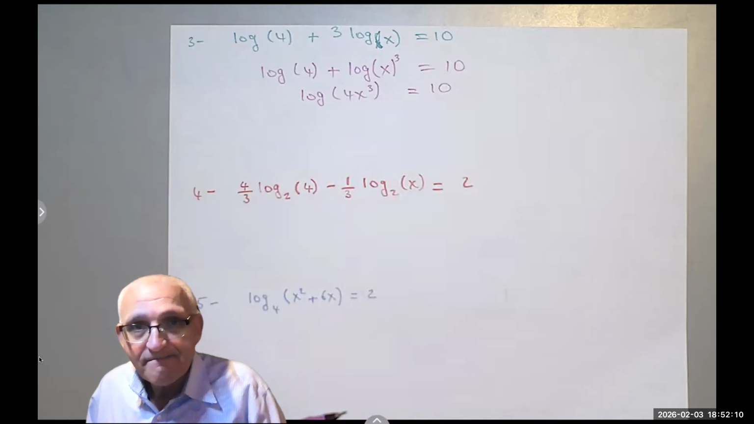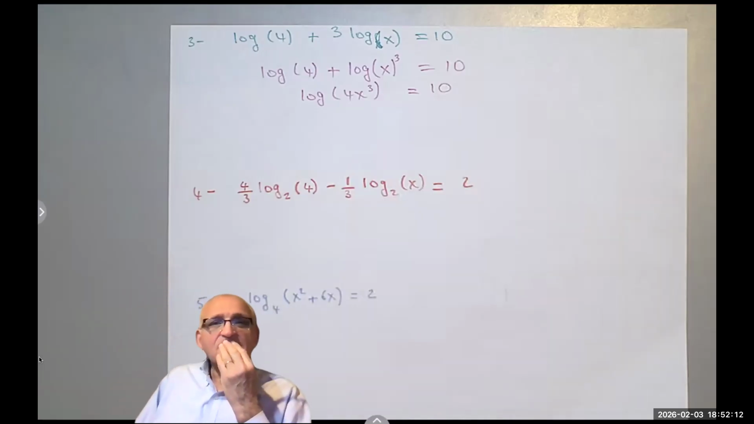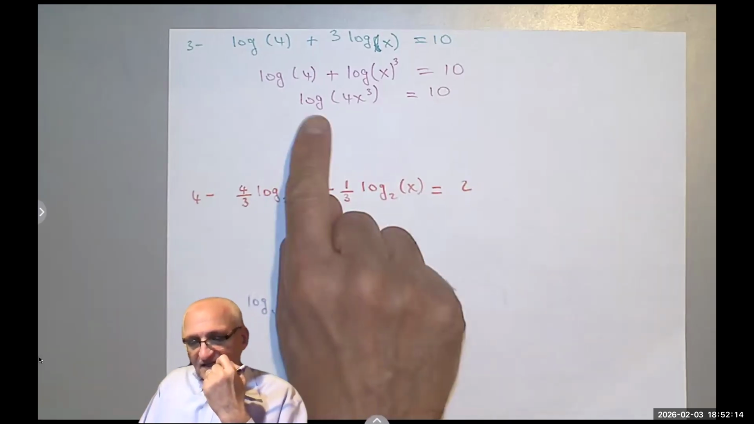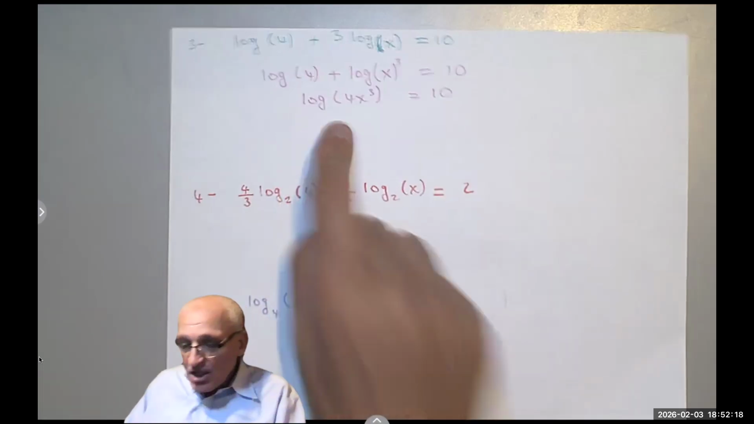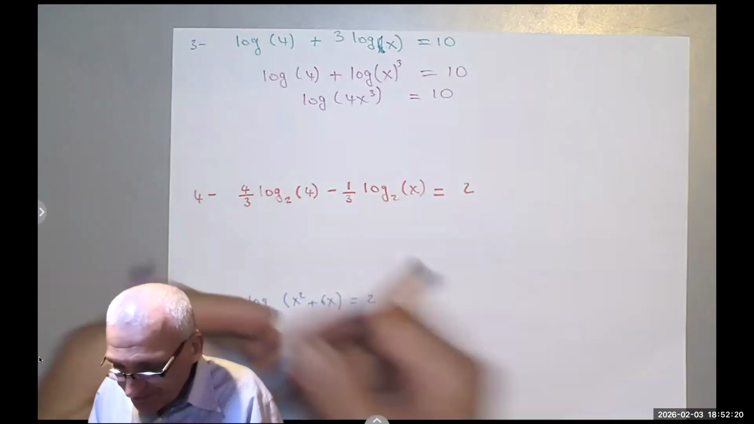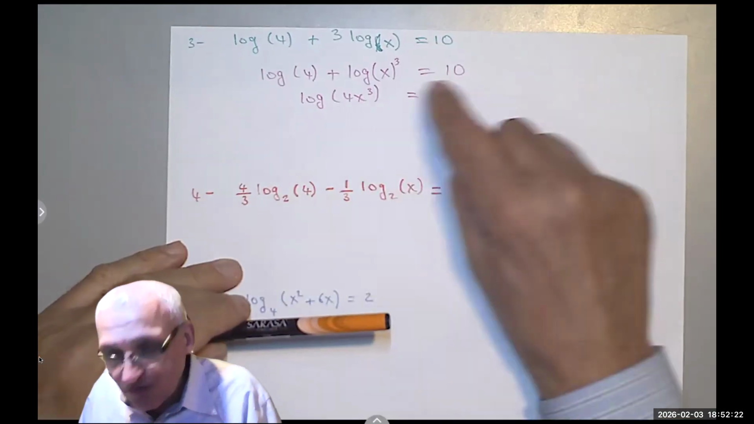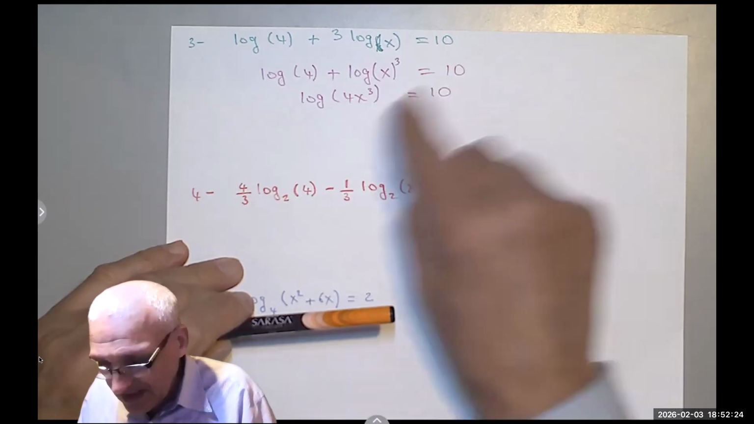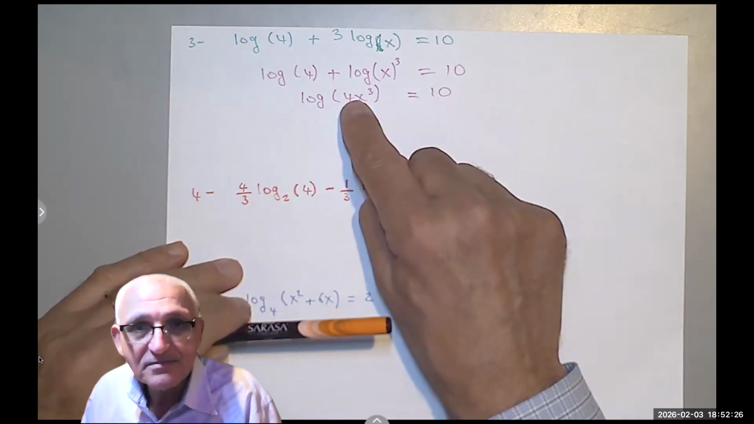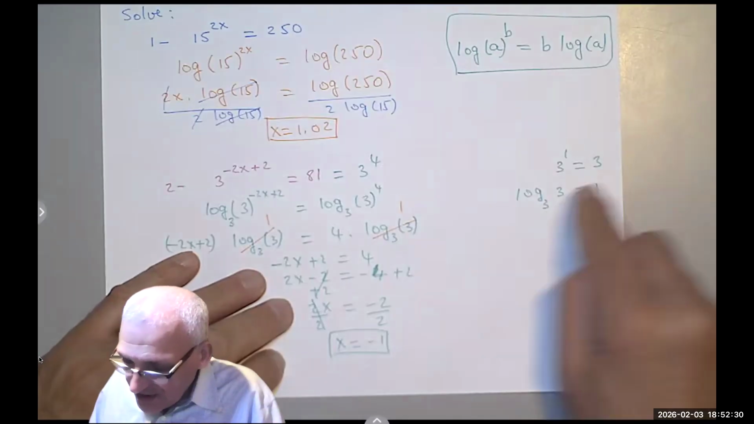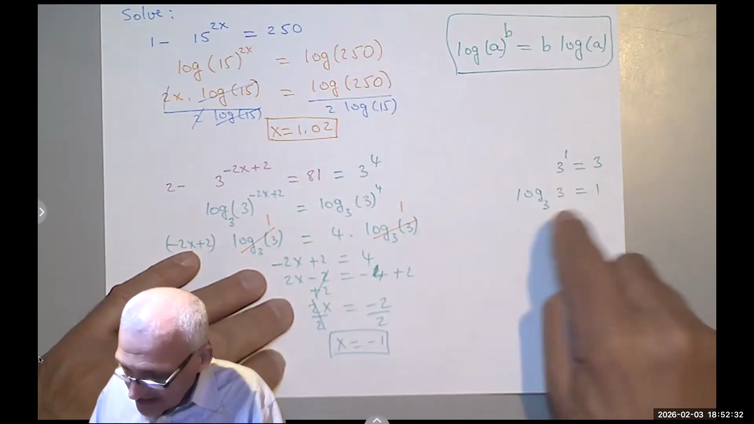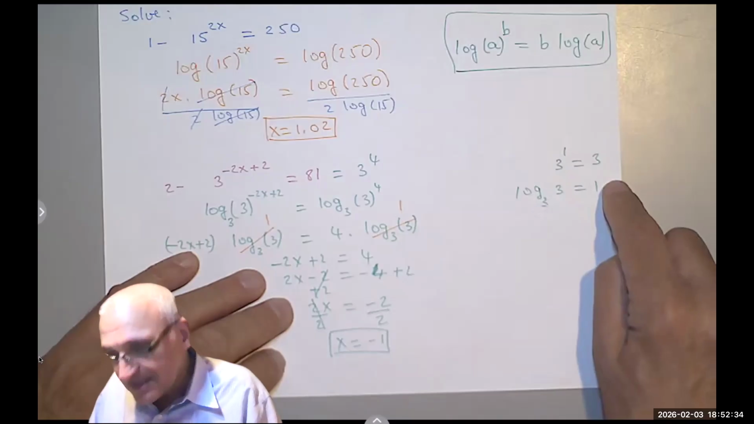Okay? So what do you do after that? I already have a 10 here. I have a log, I'm sorry, log to the base 10. So this is telling you that 10 raised to the power of 10 equals 4x cubed. 3 raised to the first power equals 3. Base raised to the right-hand side equals the number.